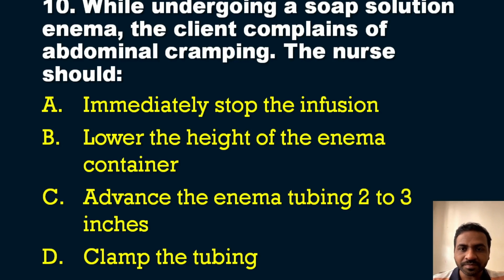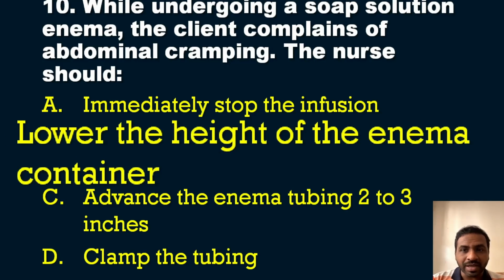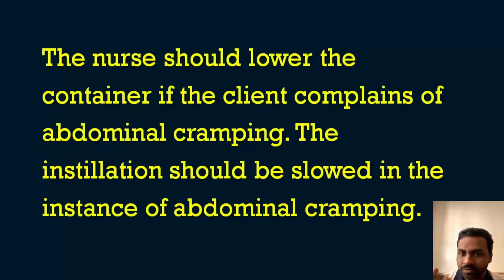So what is the answer? I think it's a basic, simple question, and the answer is obviously that we should lower the height of the enema container. So what will happen if we lower the height of the enema container? The infusion will come down, the rate of infusion will come down, and thus it will reduce the cramping.